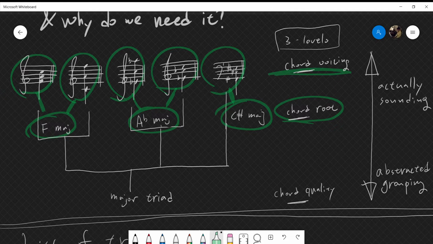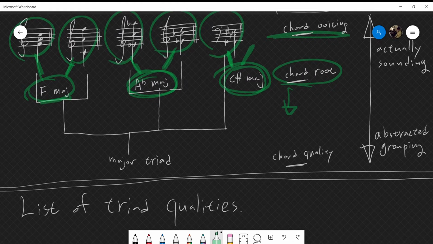It is important to know what remains the same, right? So the same chord, F major, can have two different voicings. The same chord, A flat, has two different voicings. C sharp major has many voicings, and these are two of them, right? And if we go one step deeper, we can say that all of them are examples of a major triad, right? So a major triad can be F major, A flat major, C sharp major, and each of the chords can be voiced differently like this, right? So there is a chord quality here.